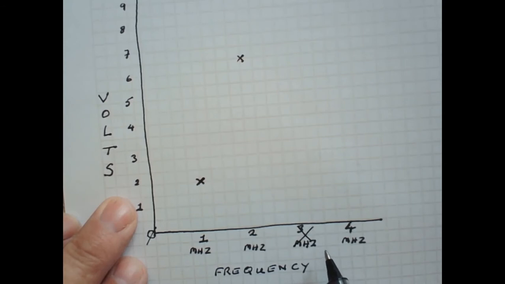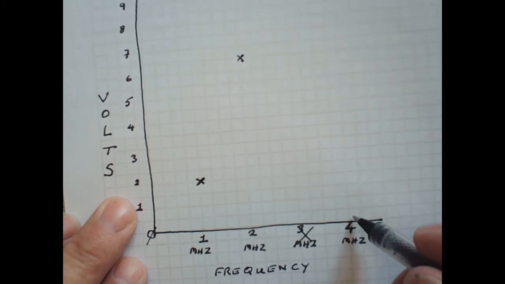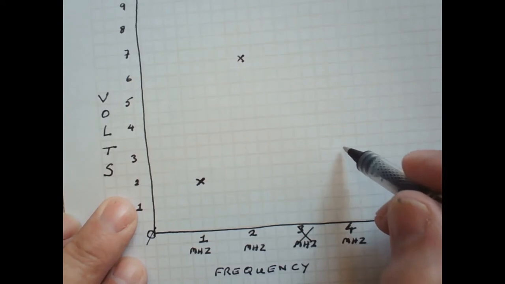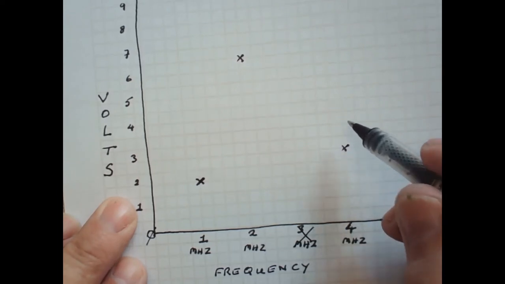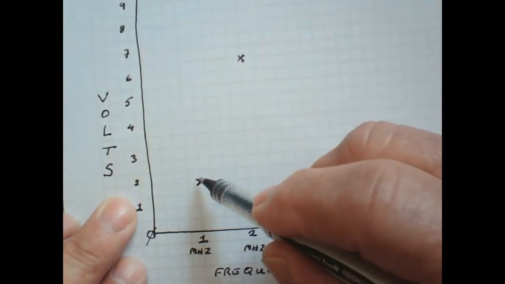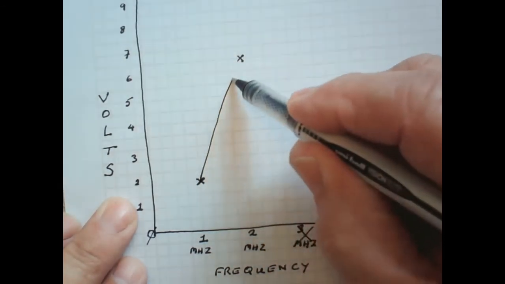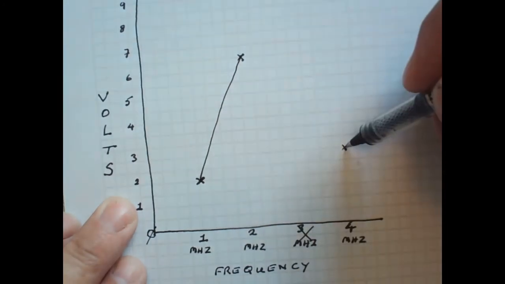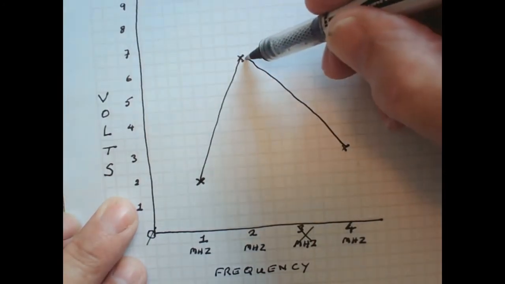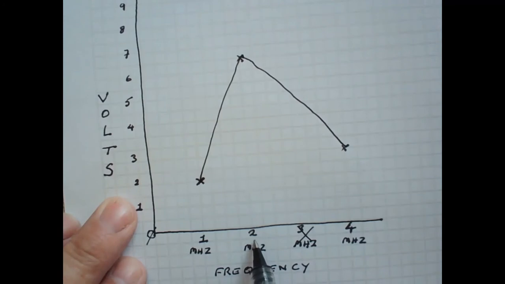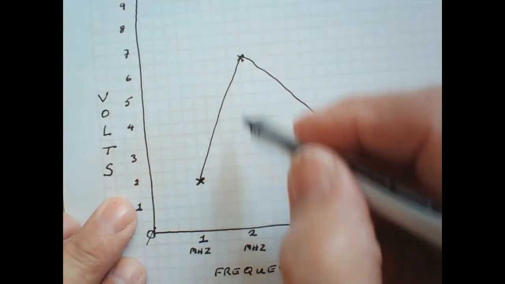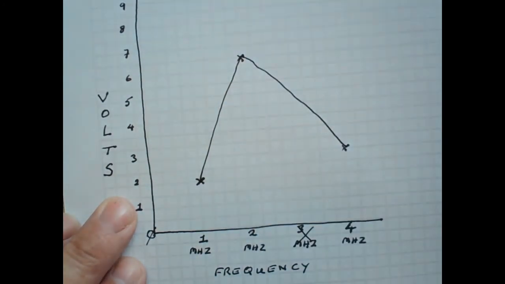I did it on a previous take, but on this particular take that you saw just a moment ago, I didn't do a 3 megahertz test. But anyway, at 4 megs, it allowed 3 volts through. So let's come up to 3 volts, which is there. And if we join the dots, dot to dot, we can see that at one particular frequency, namely 2 megahertz, a great deal more voltage came through that series tuned circuit.